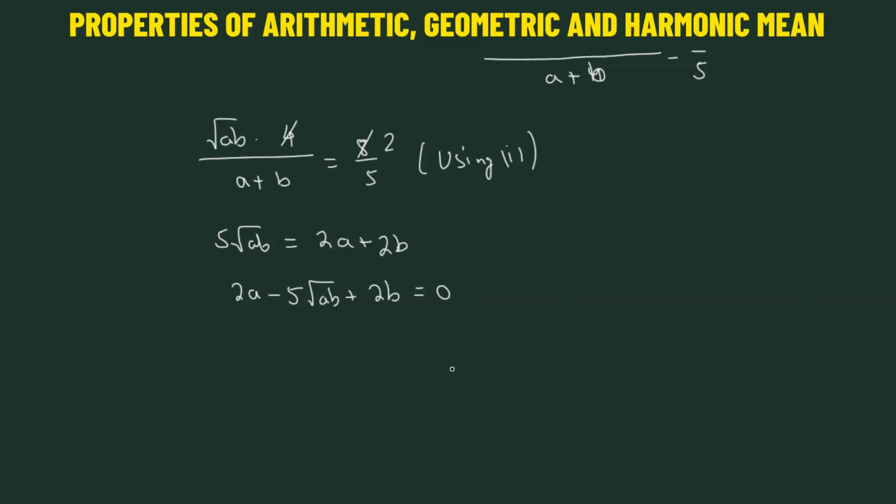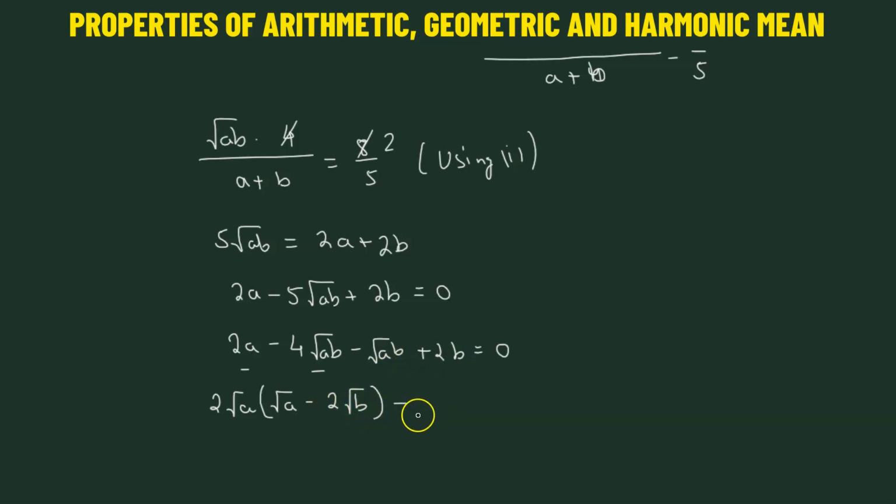Fine. Now what we can do, we can split 5 times square root of AB as 4 times square root of AB plus square root of AB, so 2A minus 4 times square root of AB minus square root of AB plus 2B equals 0. Now from the first term and the second term, if we take 2 square root of A as the common factor, then we're going to get square root of A minus 2 times square root of B. Then from the third and the fourth term we take minus square root of B as the common factor. So inside the parentheses, we're again going to get square root of A minus 2 times square root of B. So this will be equal to 0.